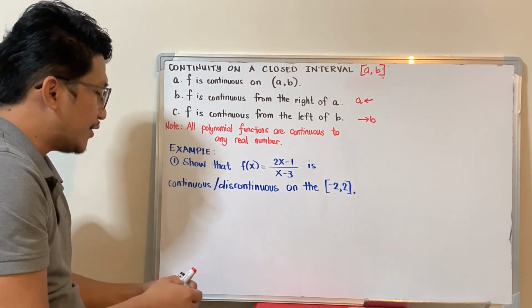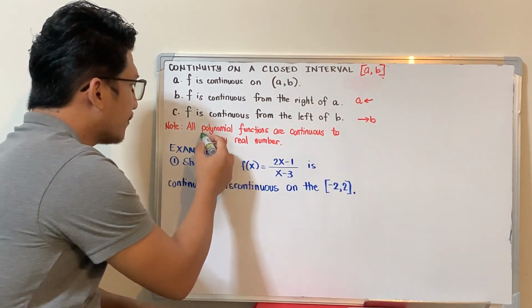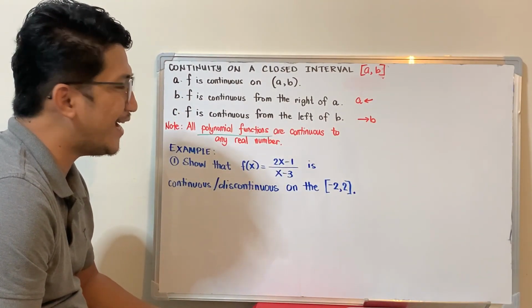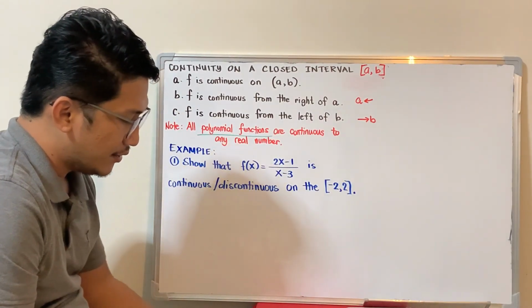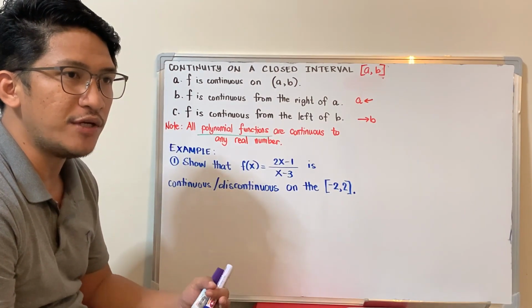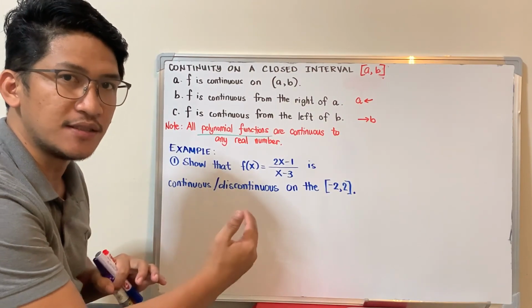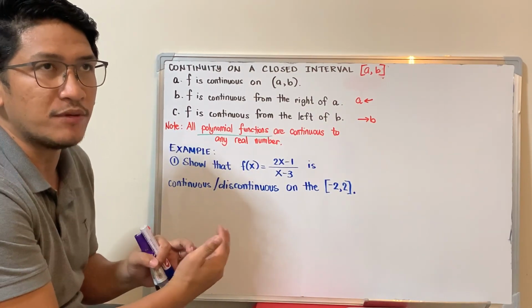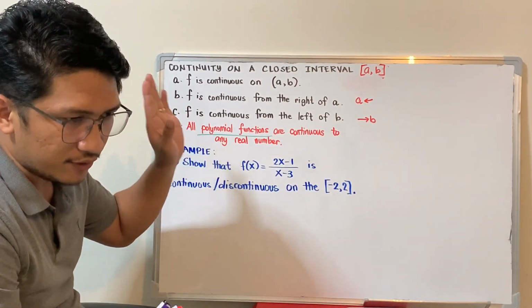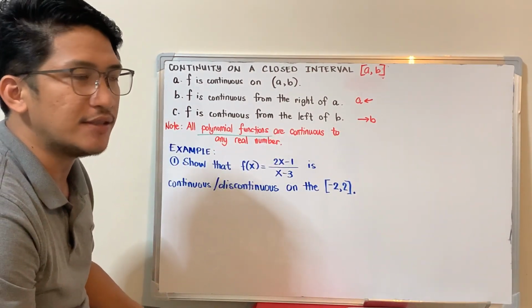All polynomial functions, only for polynomial functions. So all polynomial functions are continuous to any real number. Okay? So kung yung tag any real number, then meaning the numbers in between negative infinity and positive infinity. So in between, walay labot ang boundaries. Okay? So polynomial functions are continuous to any real number.